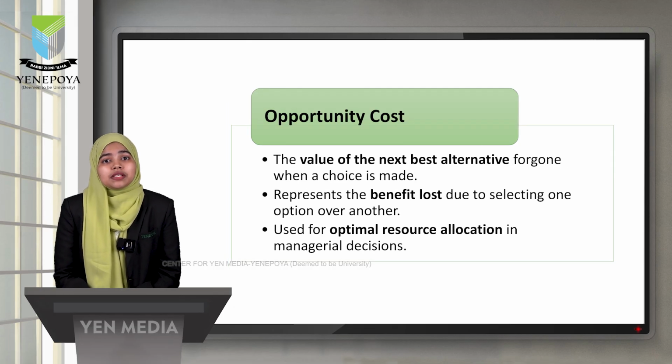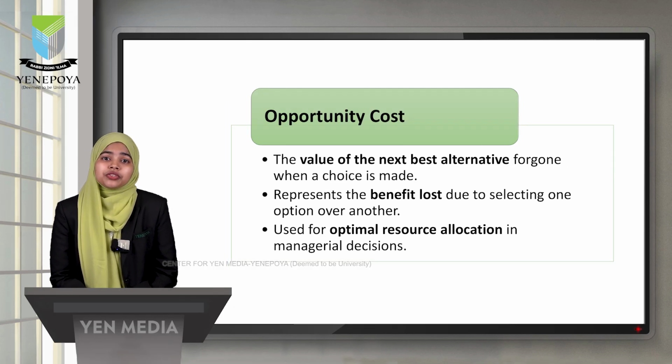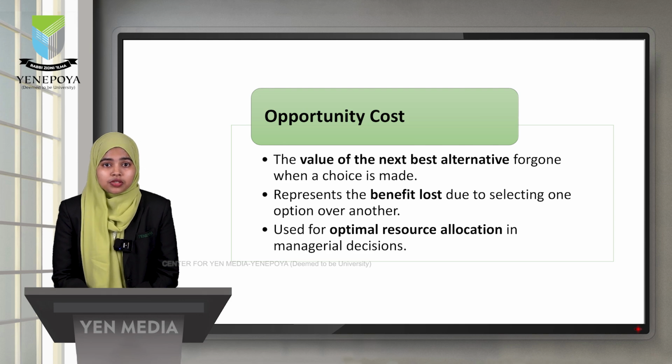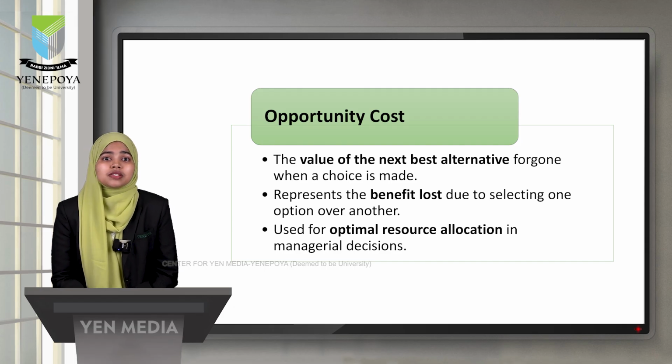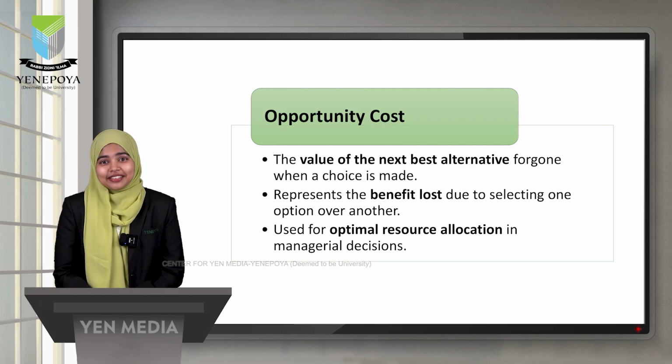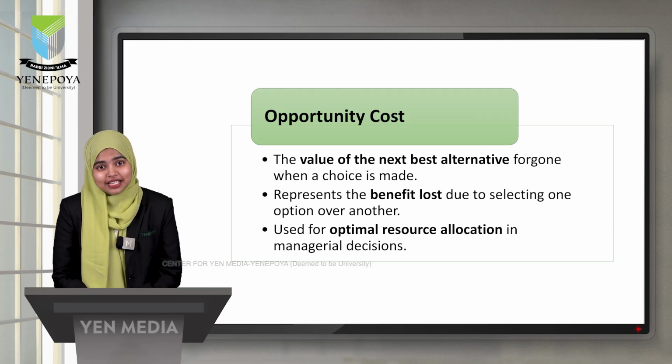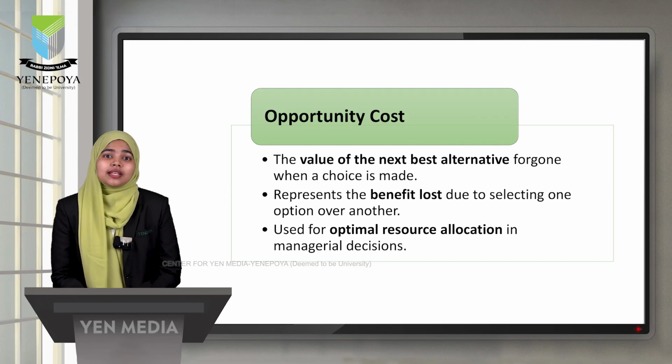The next type is opportunity cost. Opportunity cost represents the benefit lost when we choose one alternative over another. In simple terms, it is the cost of foregone opportunities. For example, if a company uses its own building for production, the rent it could have earned by leasing it is opportunity cost. So this helps in evaluating whether resources are being used in the most beneficial way possible.